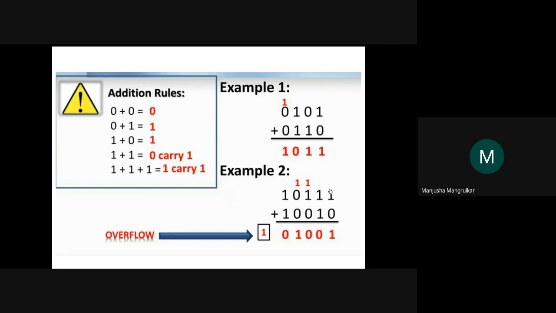So this is your final result. Now we can see one more example, showing how an overflow carry will be generated. Our data is 10111, added with 10010. Suppose 1 plus 0 is 1, 1 plus 1 is 10, so 0 here and 1 will carry. 1 plus 1 is 10, 10 plus 0 is again 10, so the 0 will be here and 1 will be carried.